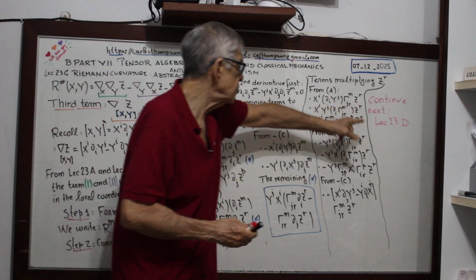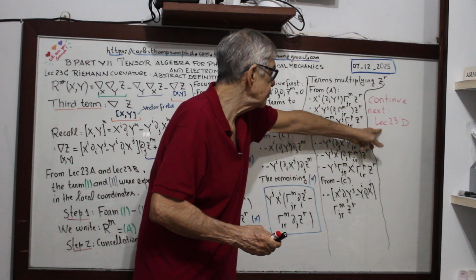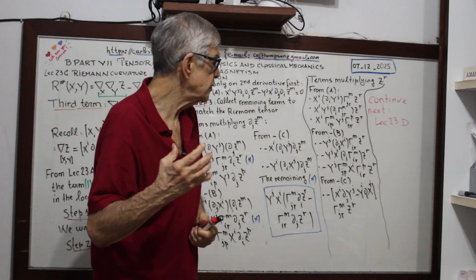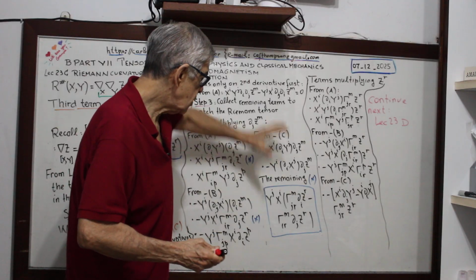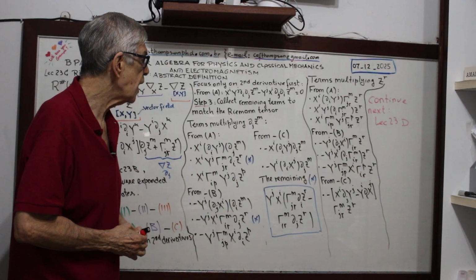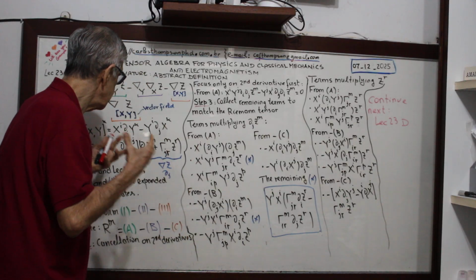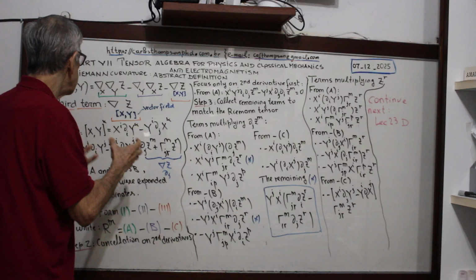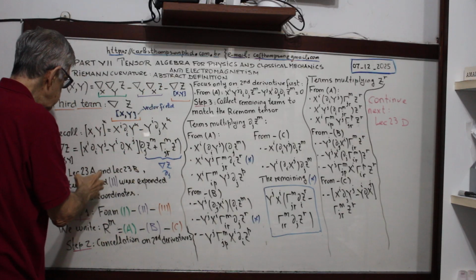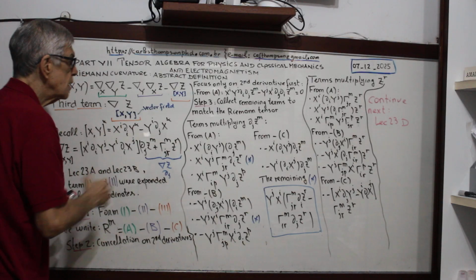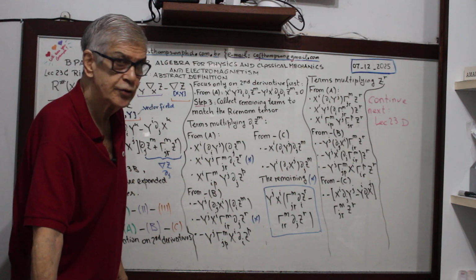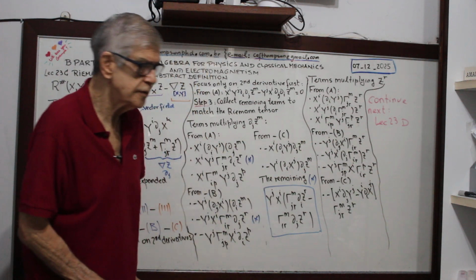So I will continue exactly from here in lecture 23, the 23rd, this D. Just because I just copy, remember that I am deriving all these terms, which I denote A, B, and C. So let's continue in the next lecture, 23D, just from here. That's it.